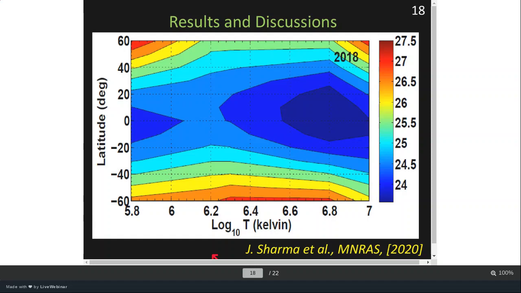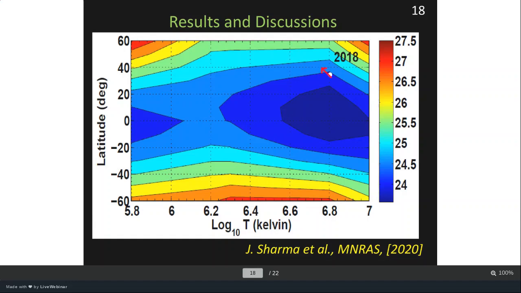This contour plot belongs to the year 2018, and the horizontal axis is the logarithm of temperature, and the vertical axis is the latitude from minus 60 degrees to plus 60 degrees, and this color code represents the sidereal rotation period.